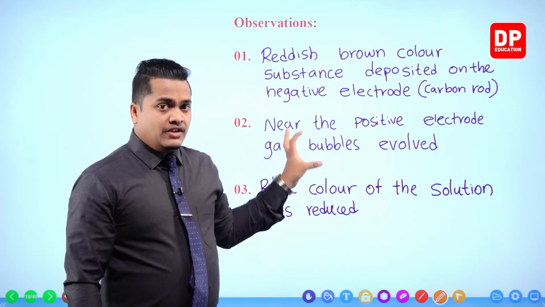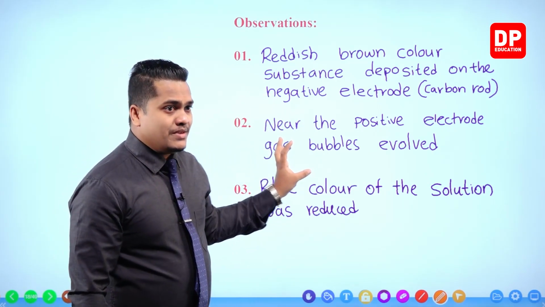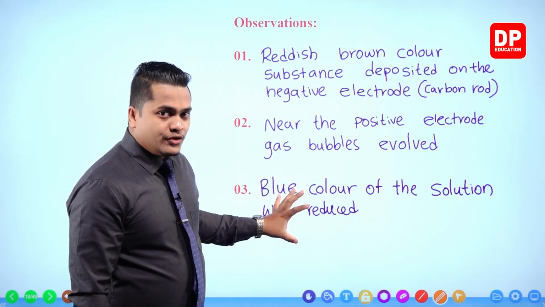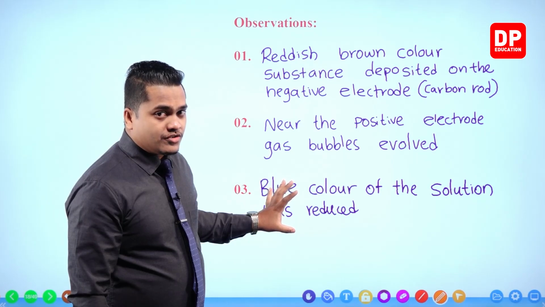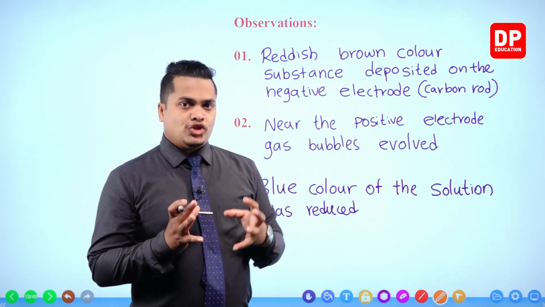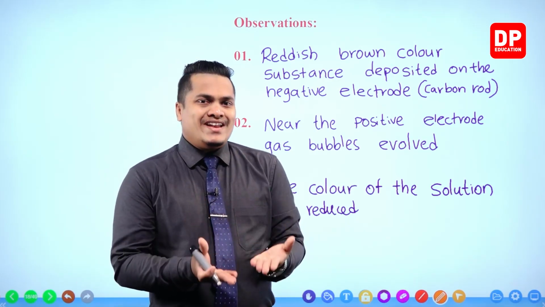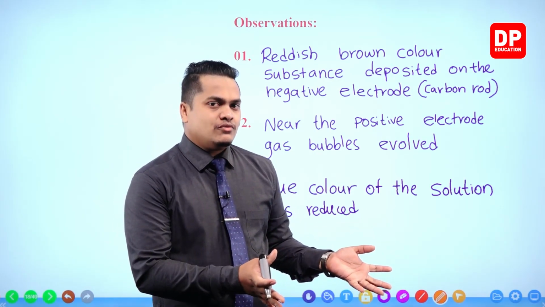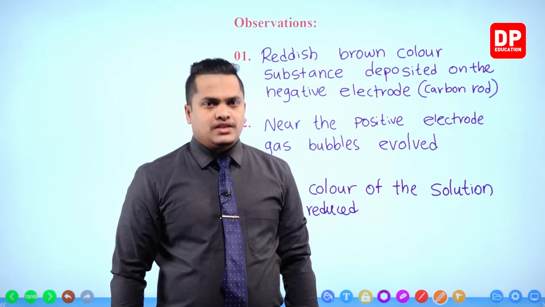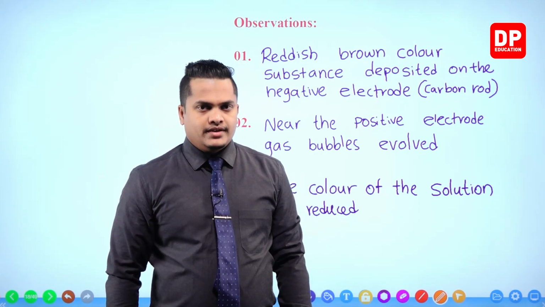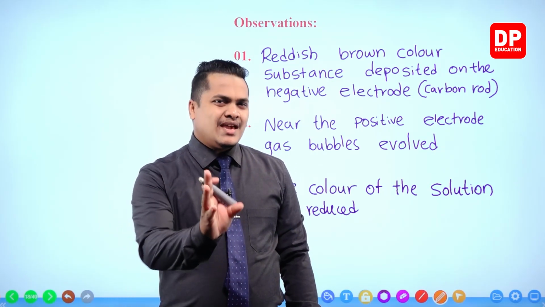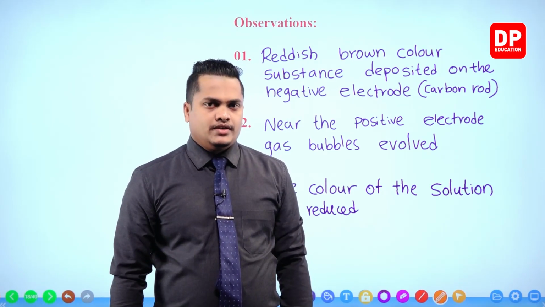Evolution or liberation of gas bubbles could be observed. See? And there is a color change also. All of these three observations show that when providing electricity to the copper sulfate solution, a chemical reaction has occurred within the solution. Right? Upon providing electricity, a chemical reaction has occurred.